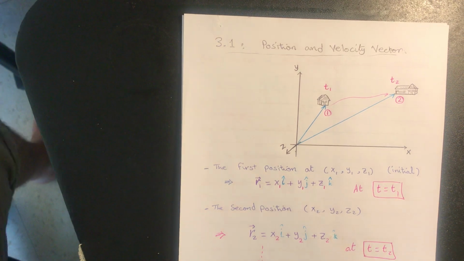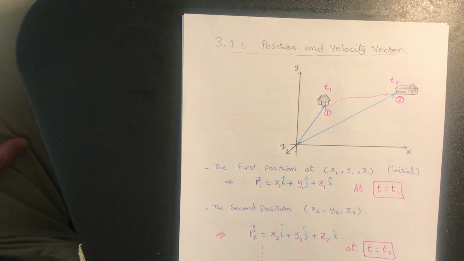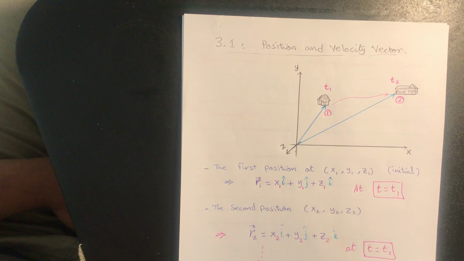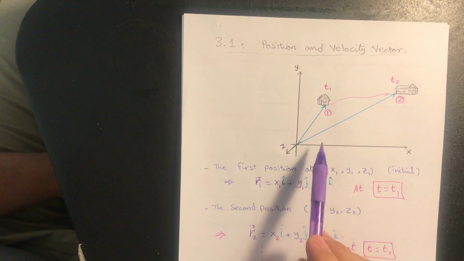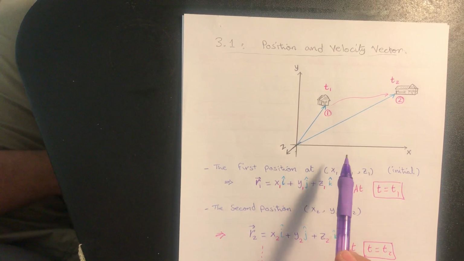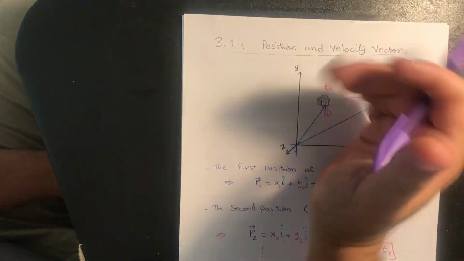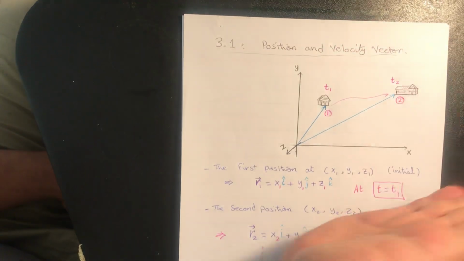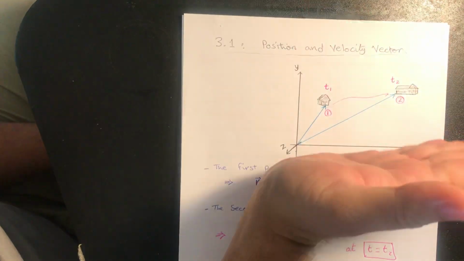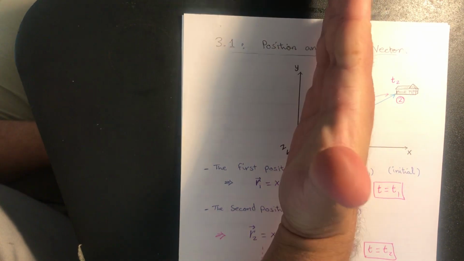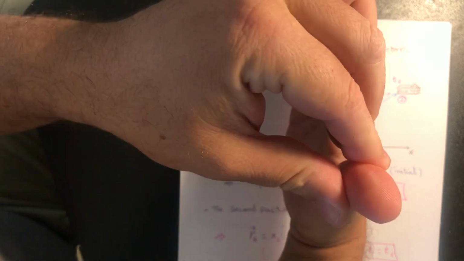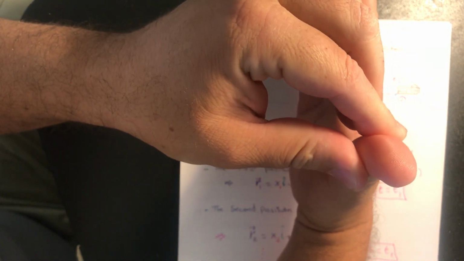Hi students, now we'll talk about section 3.1, chapter 3, position and velocity vectors. Okay, look here, if we have x, y, z directions, we need them ordered according to the right-hand rule. From x, if I move my finger from x to y, then the thumb will point in the direction of z.